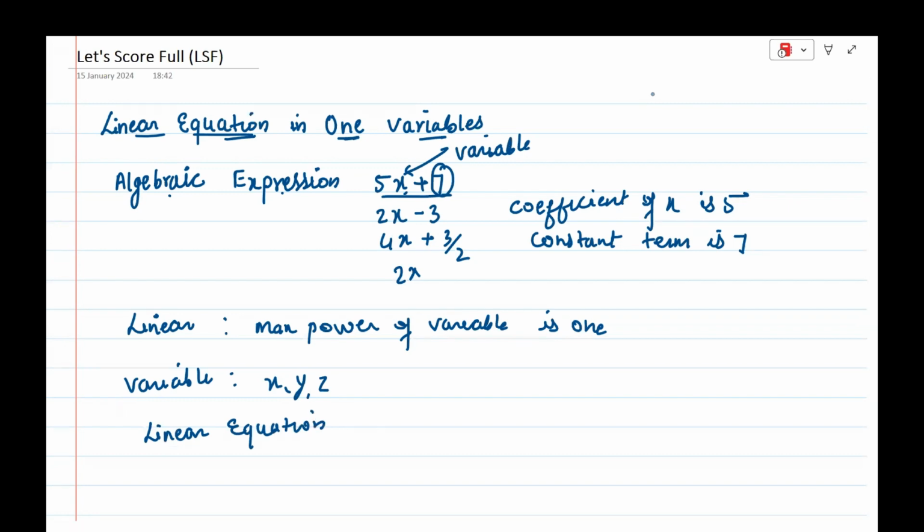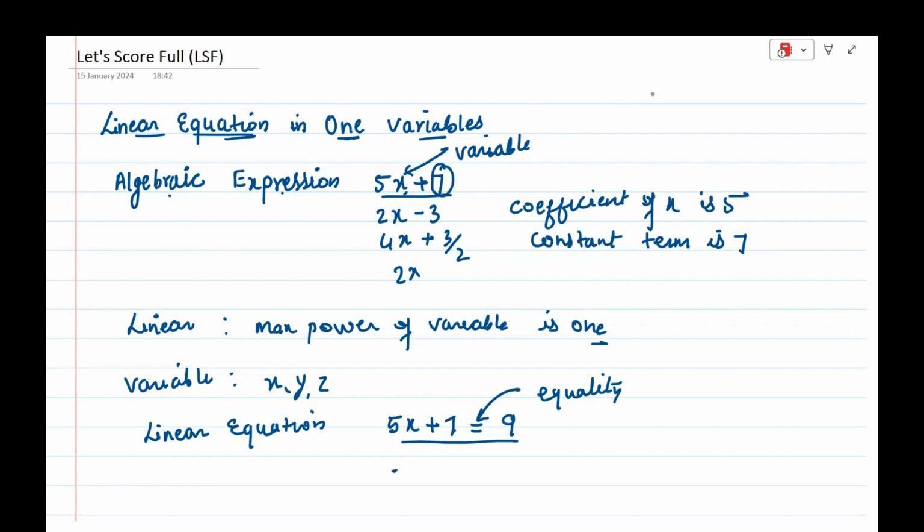Linear equation means what? Suppose take the first example itself. 5x plus 7. Suppose I say is equals to 9. Then as it includes this equality, equal sign, so I will say this is linear equation in one variable. Linear, as I told, the maximum power of variable is 1. One variable means in the whole equation, I can see only single variable.